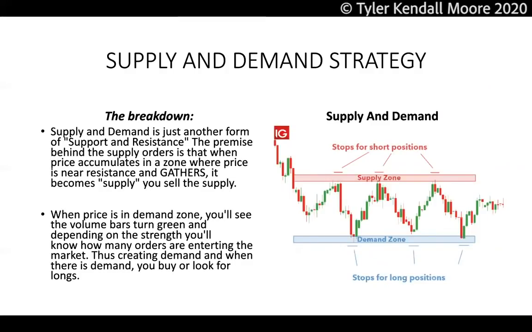Now, a lot of people sell this hoopla, and I know it's in Forex courses too. Supply and demand. Look, supply and demand is just another form of support and resistance. The premise behind supply orders is that when price accumulates in a zone near resistance and gathers, it becomes supply. You sell the supply. So you see stops or short positions, you see that supply zone right there.